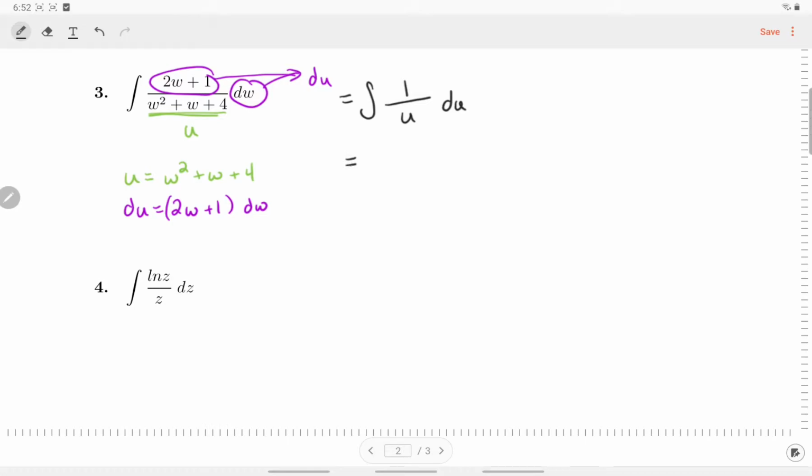All right, now this rewritten integral matches my natural log formula perfectly, so I'm good to go. I get natural log absolute value of u plus c. Plug back in for u. And that's our final answer on that one. Natural log of w squared plus w plus 4 plus c.